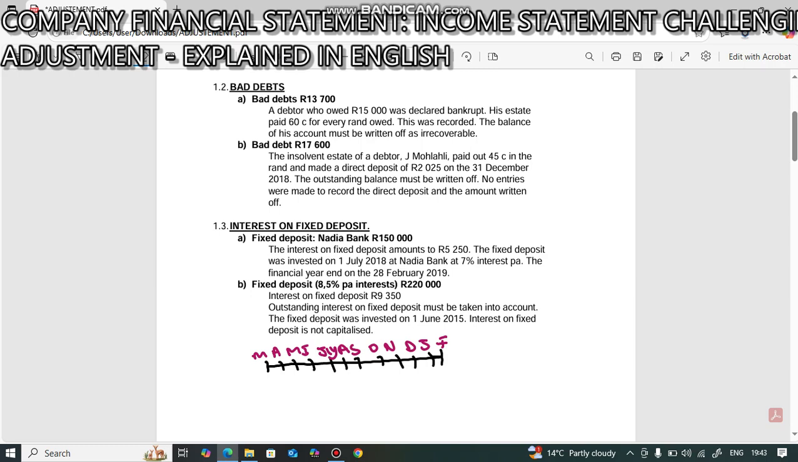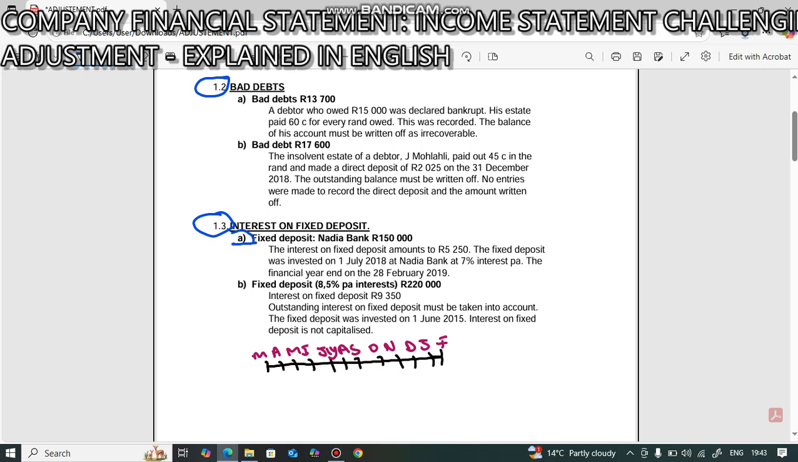Alright, today let us continue with our chain. Last time we did the bad debt, so now we are going to continue to the interest on fixed deposit, or if you like, you can say interest income. These are transactions that need to be recorded in our income statement. This tutorial is going to assist you to know how to calculate the interest on fixed deposit or interest income that needs to appear in our income statement. So let's start with information A in this tutorial.